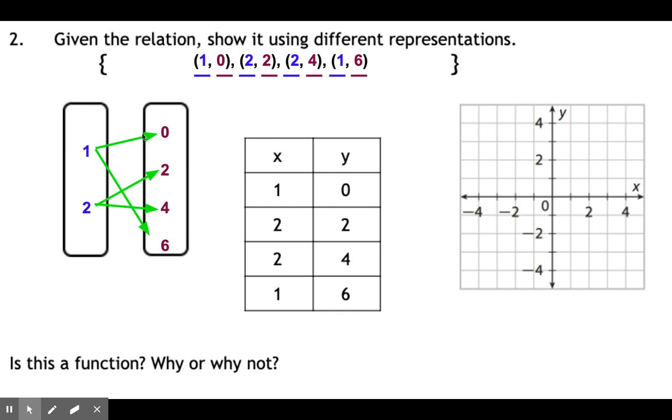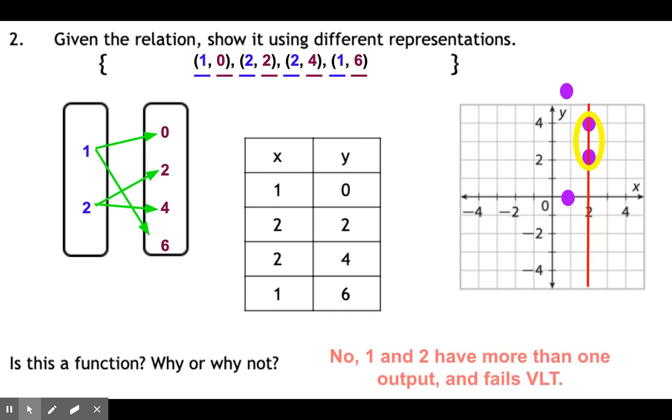If you notice, there's 2 arrows stemming from each input. If we graph the points, we have 1, 0, 2, 2, 2, 4, and 1, 6. If you notice, we have a vertical line problem, and I could also do a vertical line on the other one. This fails the vertical line test already. We hit twice, 2 points. We hit more than 1 point. So is this a function? No. 1 and 2 have more than one output, and it fails the vertical line test.